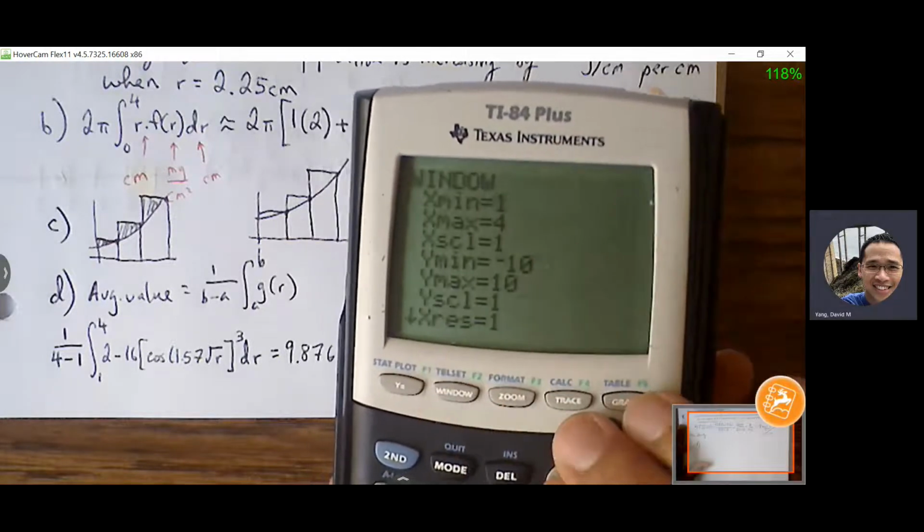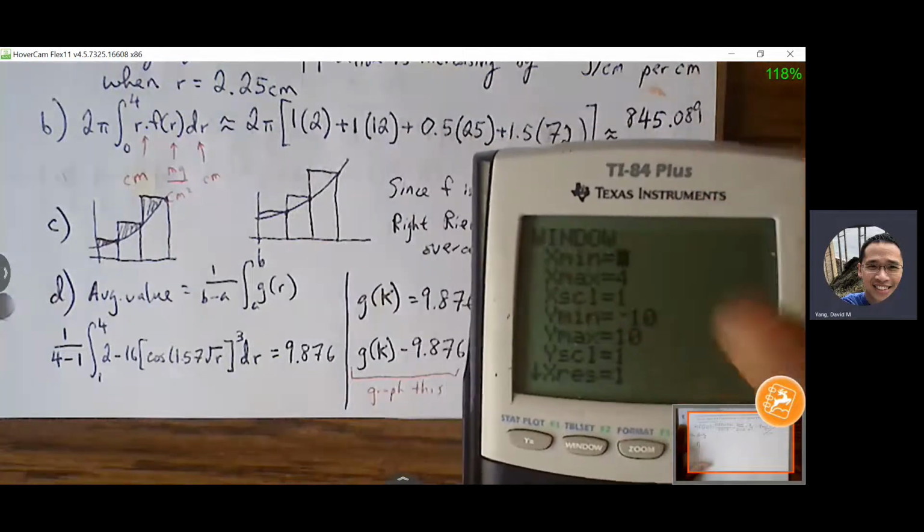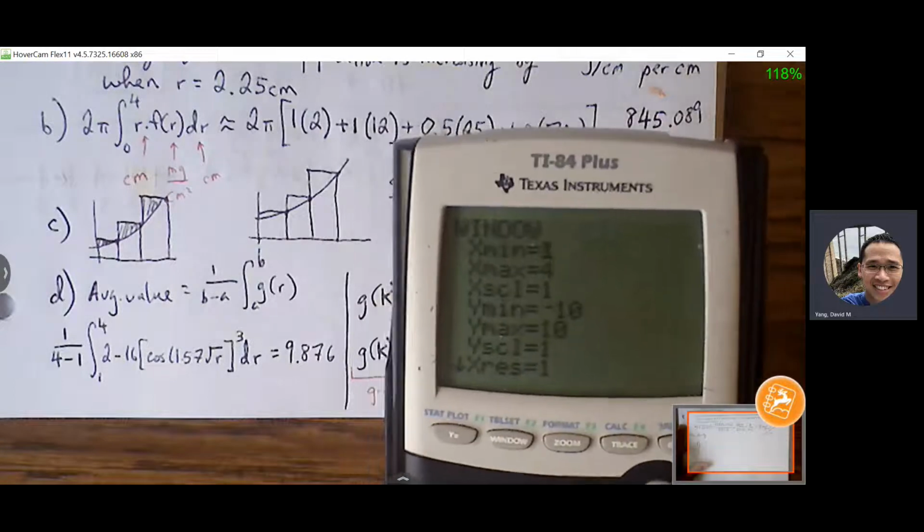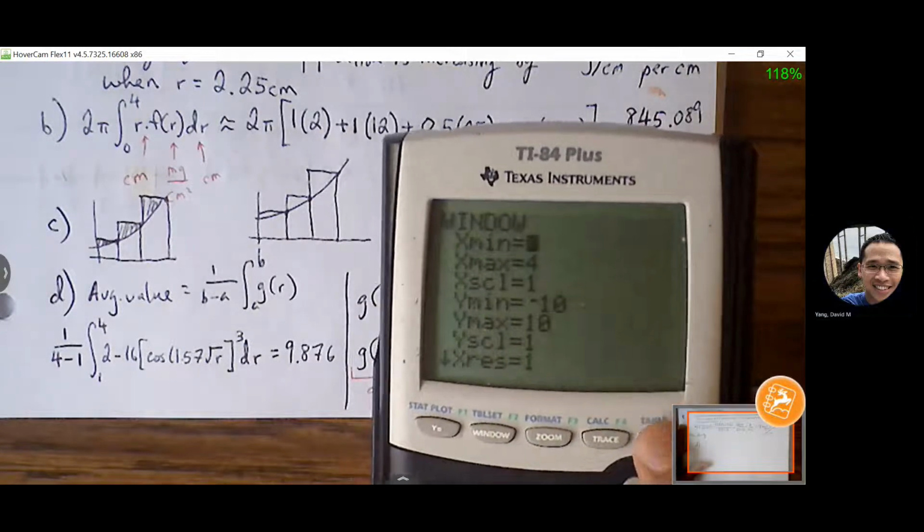Okay. Window, you can adjust your window from 1 to 4 because those are x values. So you're only looking for an x-intercept between 1 and 4. Hit graph.